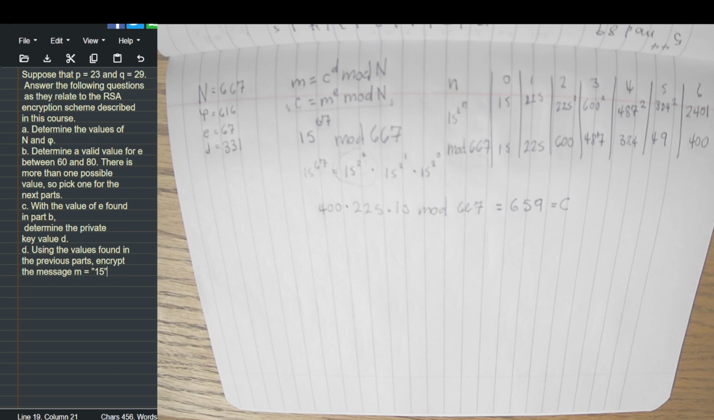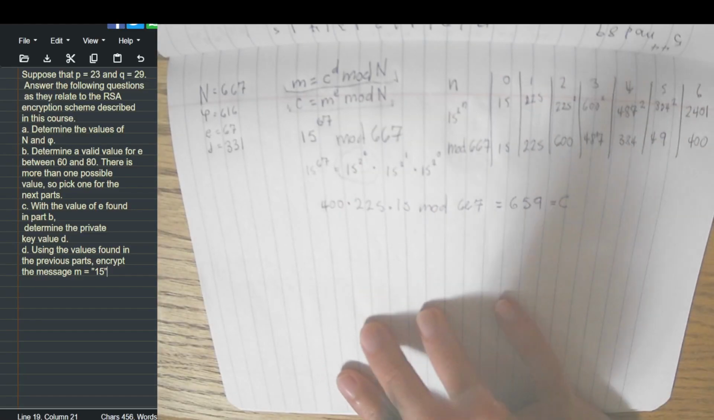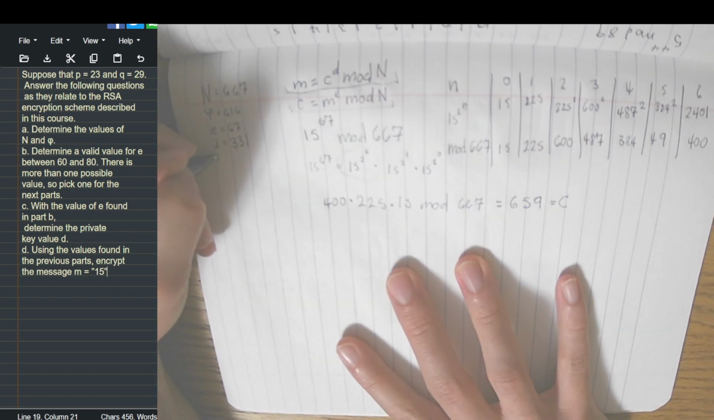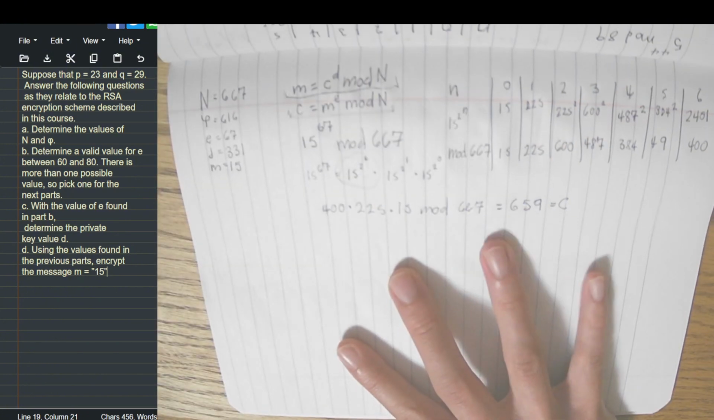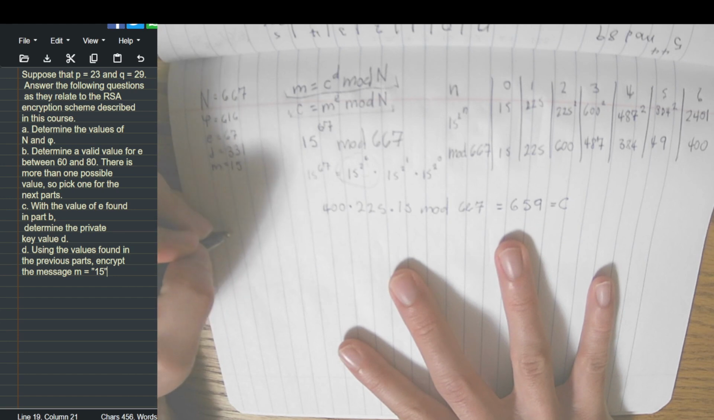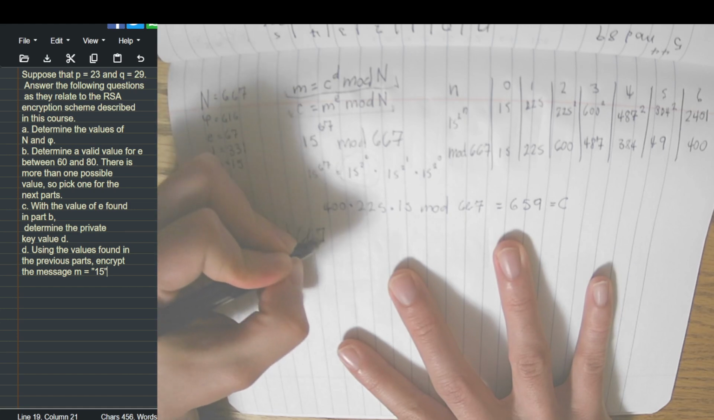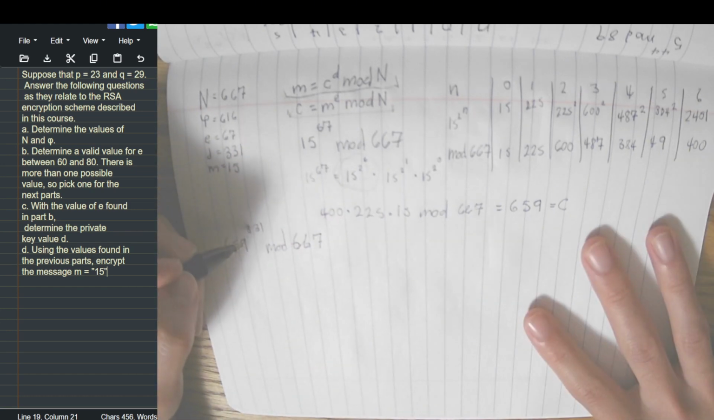Now, for the sake of demonstration, I feel like I have to decrypt it now. Using this decryption one, and we can see it's going to be back and forth the same. So what we should get is M equals 15, by the way. So C is 659. 659 raised to the power of 331 mod 667. And I'm just going to go through this process and cut for you.